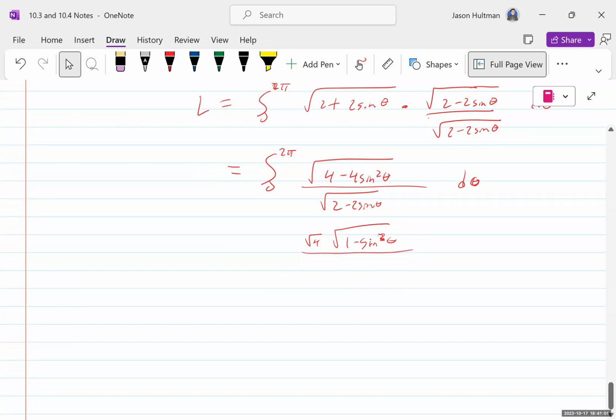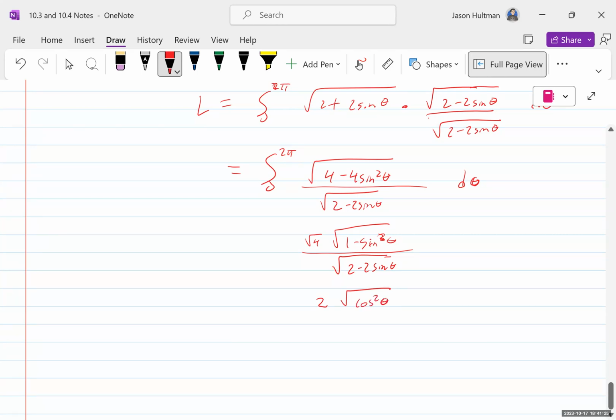So this is the square root of 2 minus 2 sine theta. Right, so this is going to be 2 times the square root of cosine squared theta.